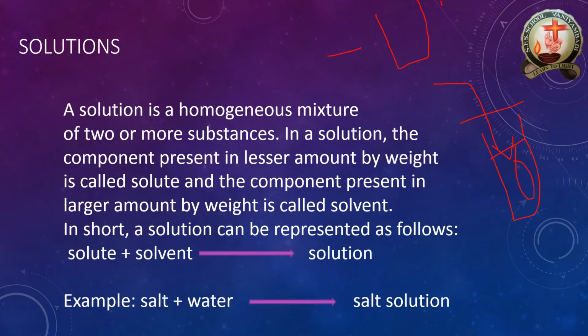A heterogeneous solution is one where at the time of making, it gets a homogeneous layer, but afterwards it separates into two layers because the high density particles come and settle down, and the less dense particles come on top. Like this, we categorize the homogeneous solution and heterogeneous solution. I give a small example: salt plus water, we get a salt solution.